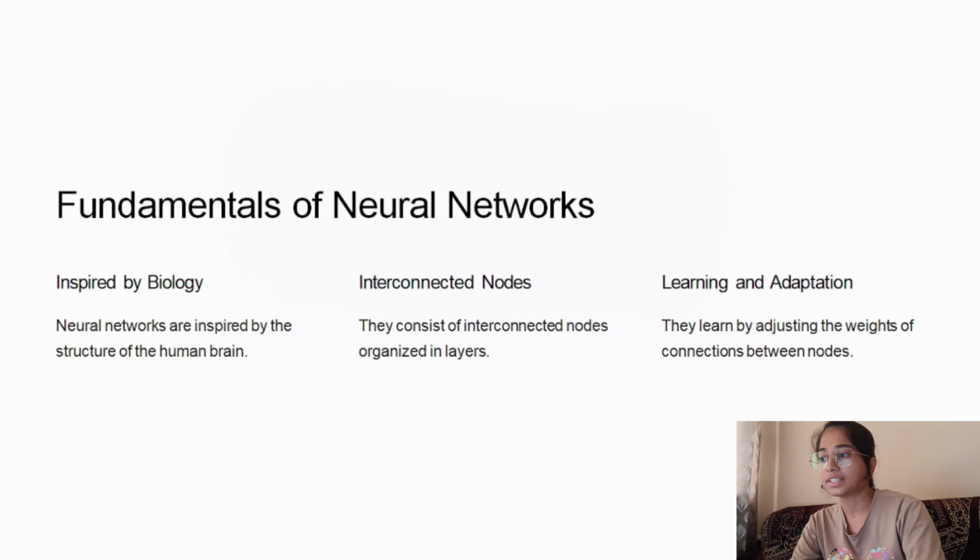Fundamentals of neural networks: inspired by biology, interconnected nodes, learning and adaptation. Neural networks are inspired by the structure of the human brain. They consist of interconnected nodes organized in layers. They learn by adjusting the weights of connections between the nodes. So here, what they are saying is how the human brain is. Basically, it consists of nerves and neurons, nodes. So it resembles the structure of the human brain, consisting of interconnected nodes organized in layers, just like we have neurons in the brain.